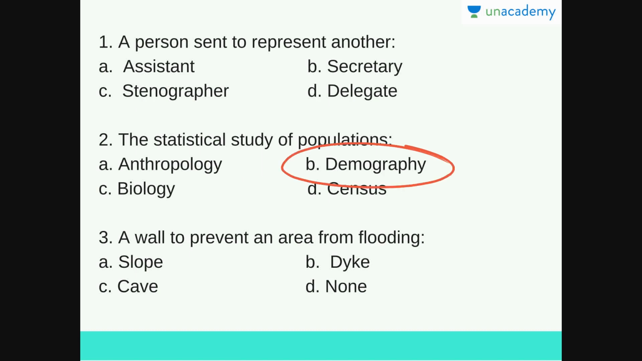Next question is a wall to prevent an area from flooding. So this is also an easy question. Let's look at the options. A slope, dike, cave or none. So the answer would be B, dike, which is a wall or an embankment to prevent sea or rain or river water from flooding an area. Slope is our slope, that is a slanting slope, and cave is our cave, right? So it has to be dike.